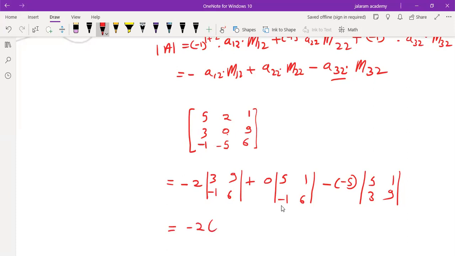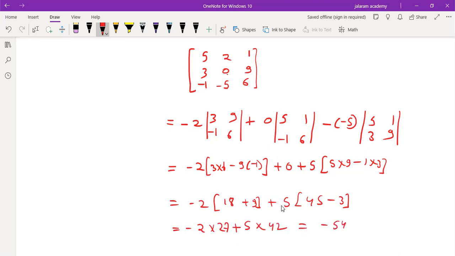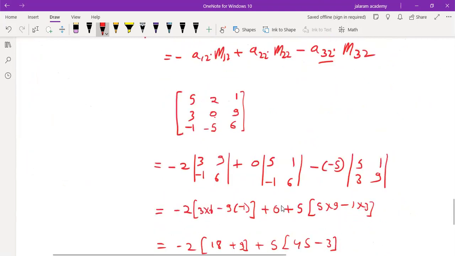Minus 2 into 3 into 6, 18, minus 9 into minus 1, plus 0, plus 5 into 9 minus 1 into 3, minus 2 into 18 plus 9, plus 5 into 45 minus 3, minus 2 into 27 plus 5 into 42, minus 54 plus 210, that is 156. Is it giving the same result? Yes. Means it is correct.